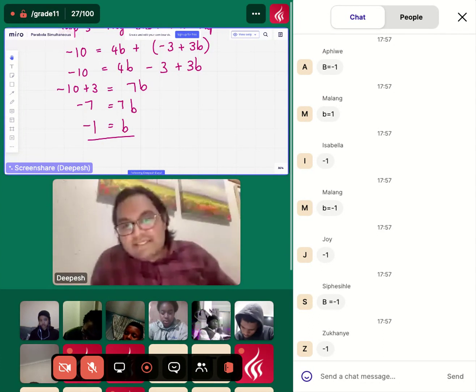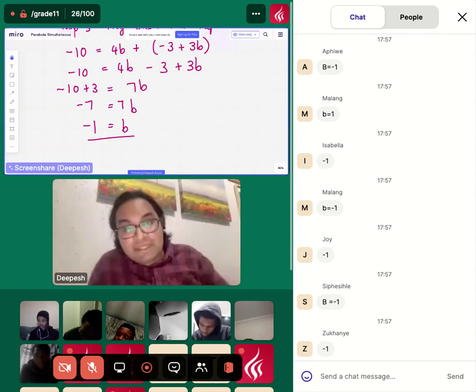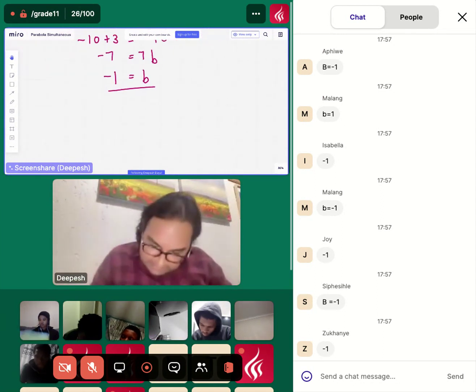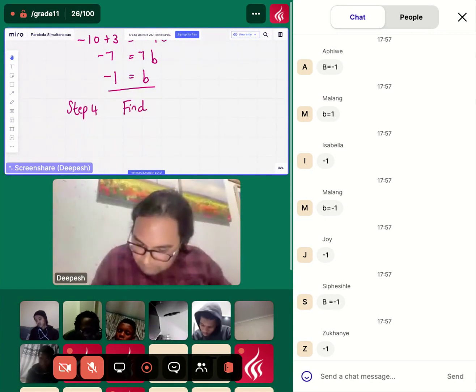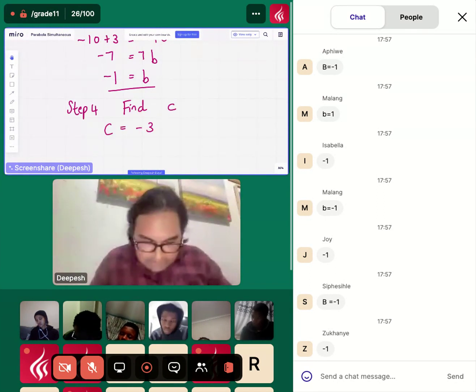Now we can go on to find c, because we have c equals minus 3 plus 3b. All right? Okay. And then lastly, step 4, find c. And we had c equals minus 3 plus 3b.